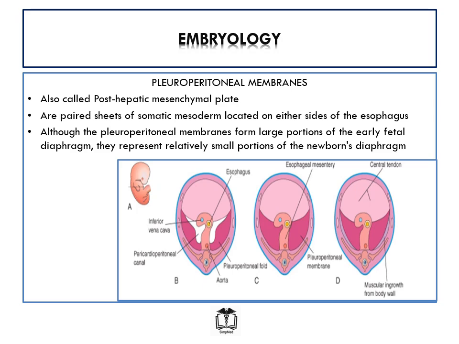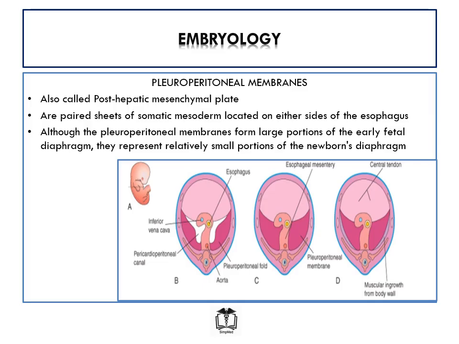The peritoneal membrane is also called the post-hepatic mesenchymal plate. They are sheets of somatic mesoderm that are located on either side of the esophagus, and although they form a large portion of the early fetal diaphragm, usually with time this would regress, and in the adult structure they will give rise to just a small part of the diaphragm. A small portion of the diaphragm would be the derivative of the peritoneal membrane.